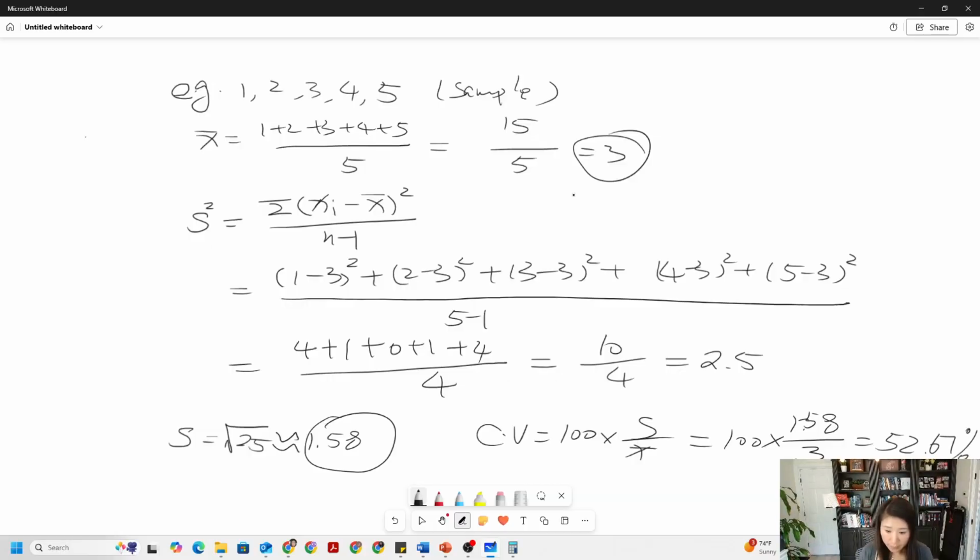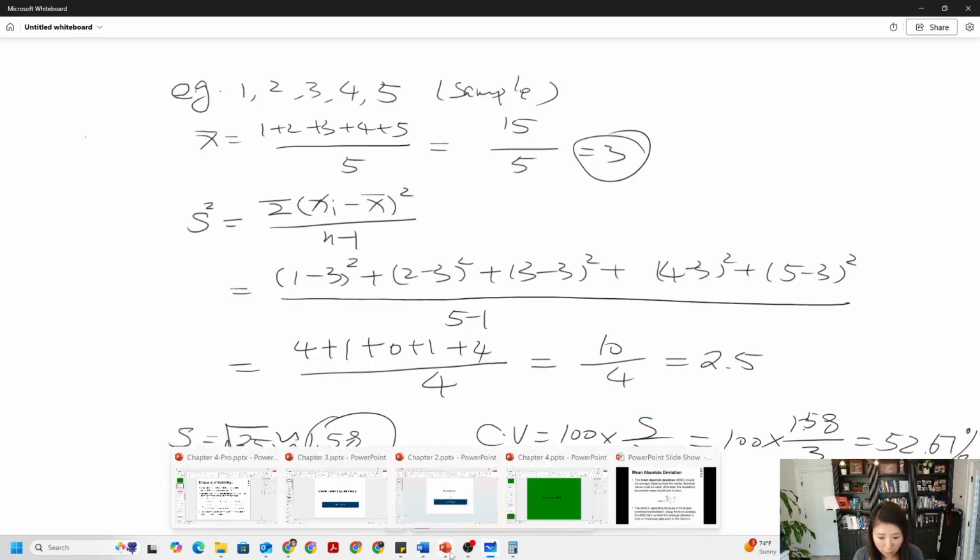52.67%. Okay, so therefore 52.67% of variation is in relation to the mean. So again, smaller than 100% is still considered low risk. Actually, this is low risk. Once it's above 100%, it will be considered high risk. But this is how you are able to calculate the CV by hand. Later, we're going to use Excel to teach you how to do the calculation.